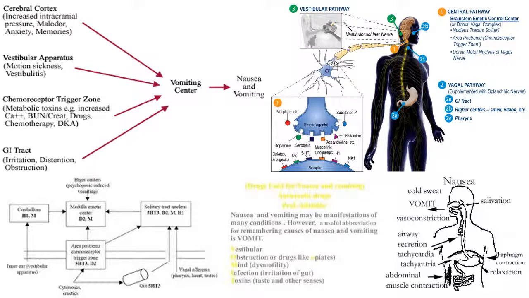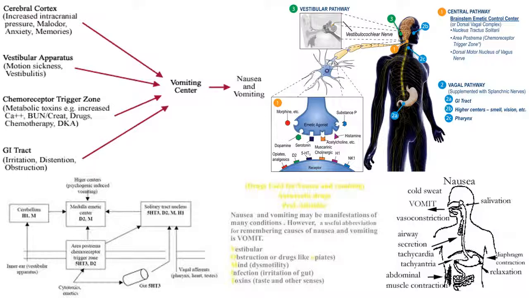and vomiting. So you've got three main pathways, the central pathway, the vagal pathway, and the vestibular pathway. So the central pathway: brainstem emetic control center or dorsal vagal complex, nucleus tractus solitarius, area postrema, chemoreceptor trigger zone, dorsal motor nucleus of the vagus nerve. Vagal pathway supplemented with splanchnic nerves, gastrointestinal tract, higher centers, smell, vision, etc., and pharynx, and the vestibular apparatus in the ear, all cause nausea and vomiting.